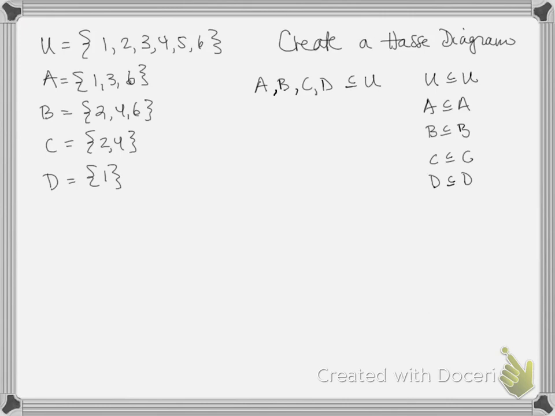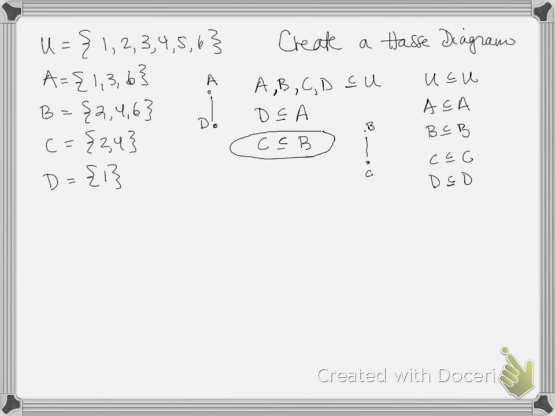We can see that D is contained in A, and C is contained in B. So in terms of a Hasse diagram, C contained in B means that C will have to go up to B, because in a Hasse diagram they are related upward. And then also for A and D, D has to be contained in A, so it relates upward again.